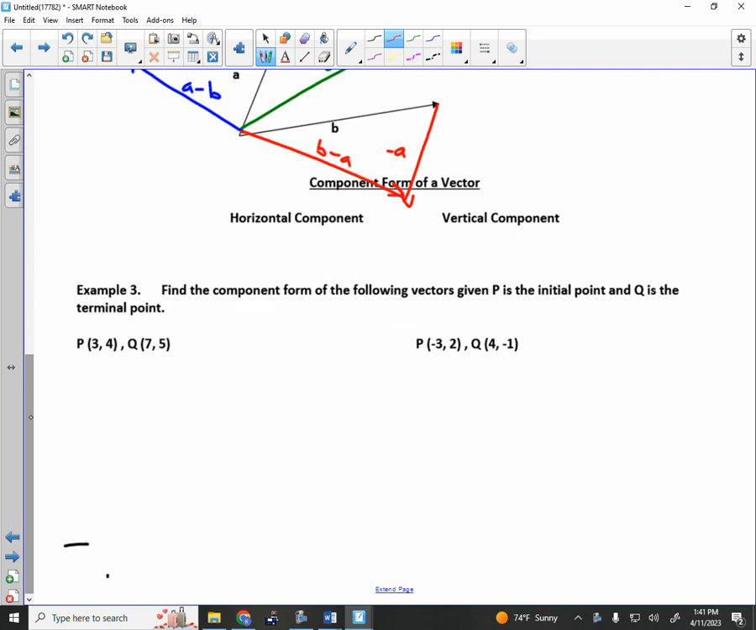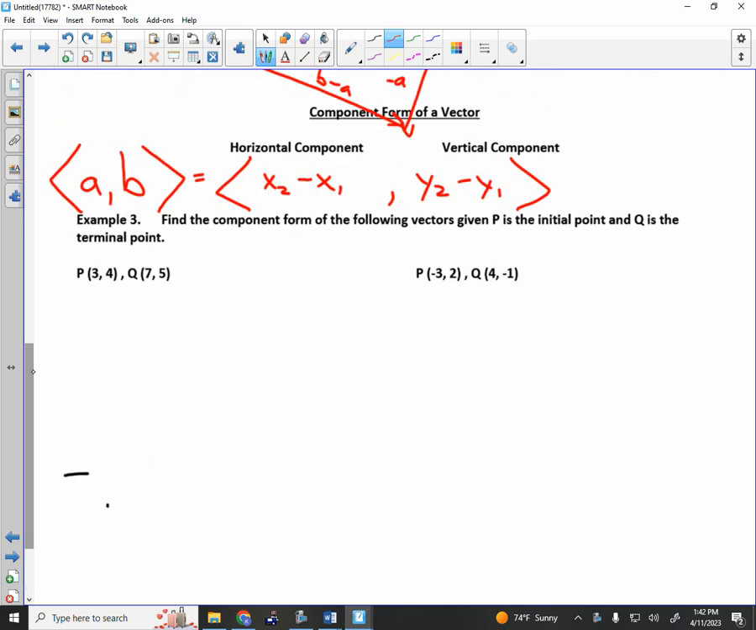Okay, so vectors are written in component form, and component form of a vector is like this. Instead of parentheses, we use kind of a sideways V, so to speak. In order to determine A, you take the second x value minus the first x value. And to get the B value, do y sub 2 minus y sub 1.